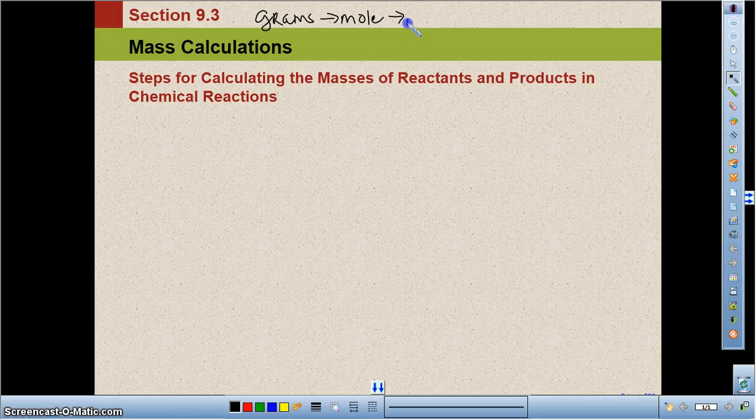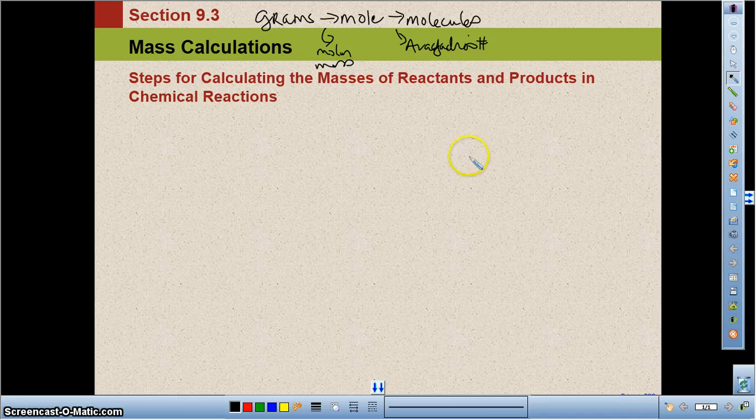If we want to go to moles, then we can go to molecules, and that was Avogadro's number. We talked about this being the pathway here. Avogadro. And here we're going to use molar mass.